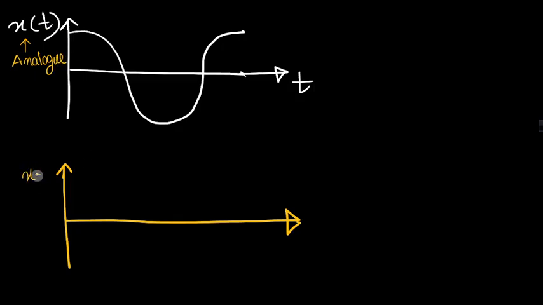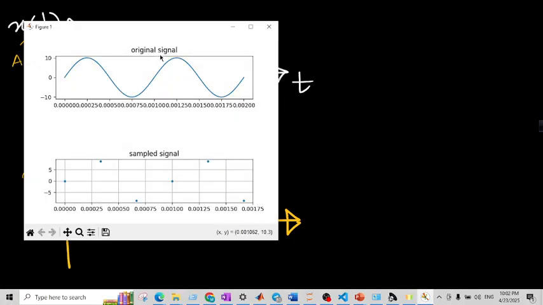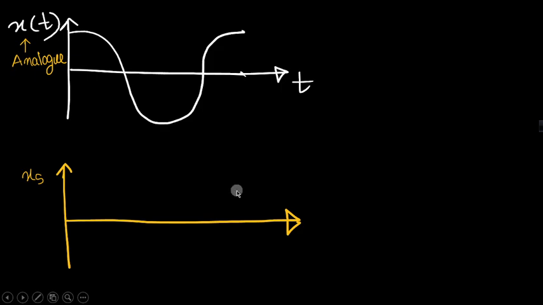We have an analog signal here, and in this video we will sample this signal, and after sampling this signal we will get x[n]. And how that will be, like this. This is our original signal, and below it we have a sampled signal. Though the signal is not so good, at the end of this video we will make this signal better by using a code. Okay, so let's start.